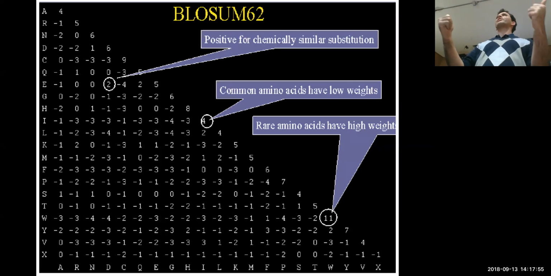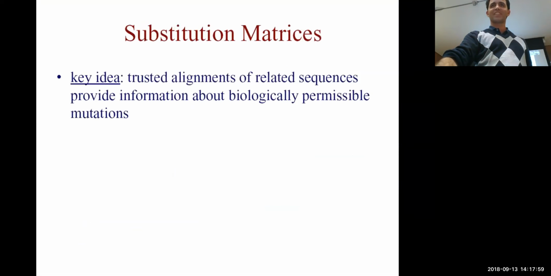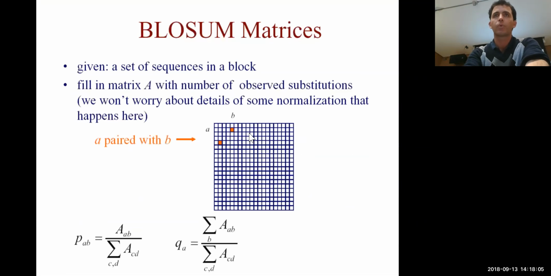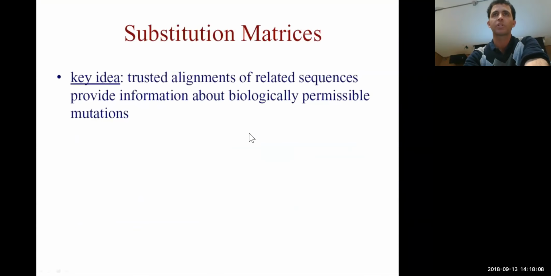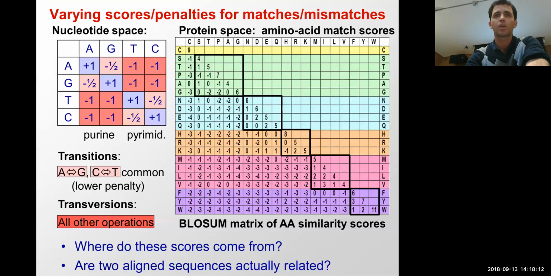Who thinks they've learned something today? Awesome. Good. All right. So again, BLOSUM matrices were based on blocks of sequence alignment, whereas PAM matrices were based on building things from the bottom up. Okay?